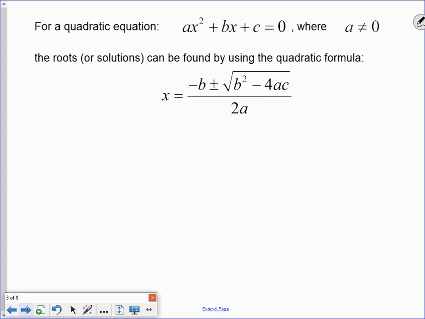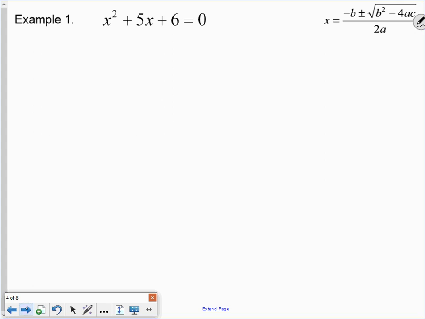So first off, let's just use this quadratic formula to solve the question that we just solved by means of factoring. So we've got the same equation here, x squared plus 5x plus 6 equals 0. Let's start by figuring out what our values of a, b, and c are. a is the coefficient on the x squared term, so that's just going to be 1, because this is like 1x squared. b is the coefficient on our x term, it's going to be 5. c is this constant at the end, so c is going to be 6.